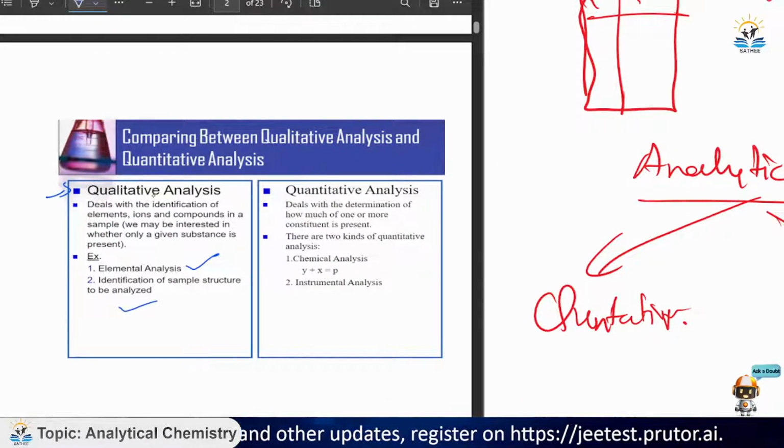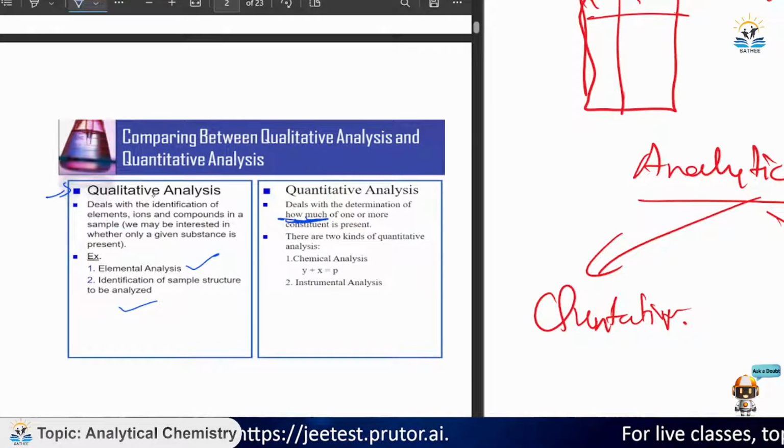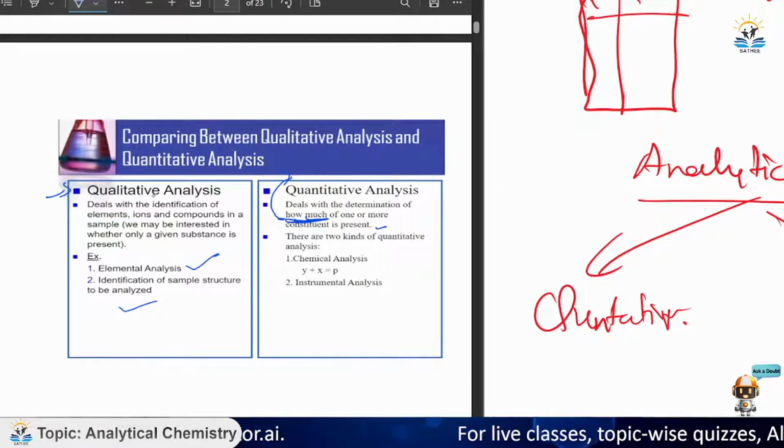Now, if we move on to quantitative analysis, it deals with the determination of how much. It is just these two words which describe that quantitative analysis determines how much of one or more constituents is present. There are two kinds of quantitative analysis: chemical analysis and instrumental analysis.